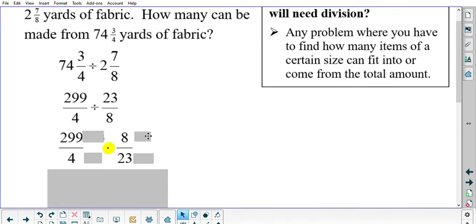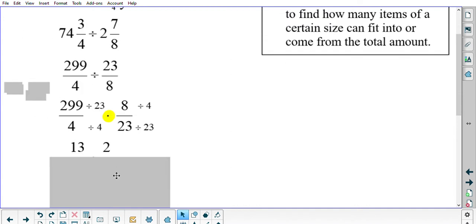Then we look to see if we can reduce diagonally. Just like you saw on the previous problem, 8 and 4 are both divisible by 4. You should always check. Could 23 be something that 299 is divisible by? Believe it or not, it is, which makes this a lot nicer. That's going to give you 13. 299 divided by 23 is 13. We know 4 divided by 4 is 1. 23 divided by 23 is 1. 8 divided by 4 is 2. That's where these numbers came from.